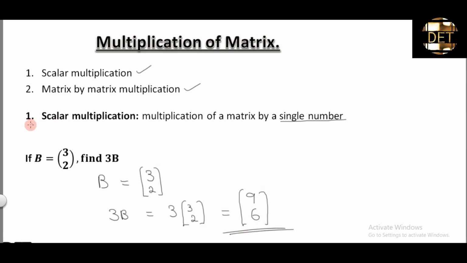So this is what a scalar multiplication of matrix is all about. It is the multiplication of a matrix by a single number.